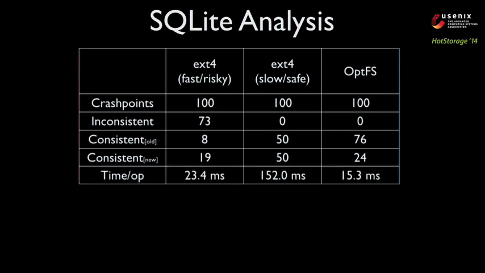Last piece is performance. This is just the time per operation measurement. You can see the left and the right, fast ext4 and OptiFS, are in the 10s or 20s of milliseconds. I don't think there's anything too significant about the difference, even though OptiFS is a little faster. You can see the difference as compared to ext4. When you run ext4 in correct mode, it's 10 times slower under this workload.